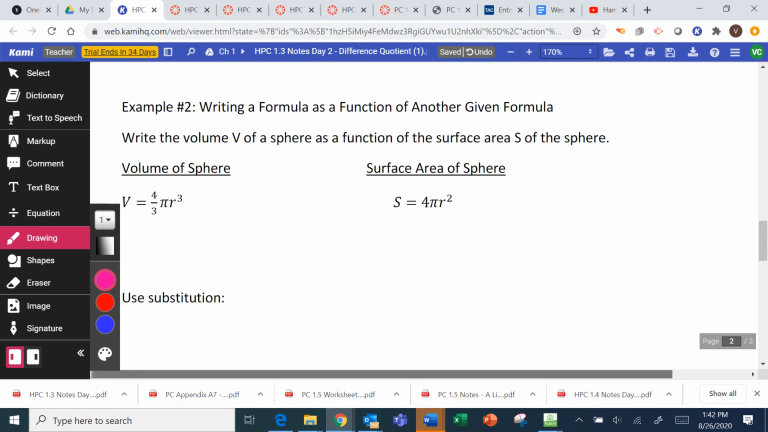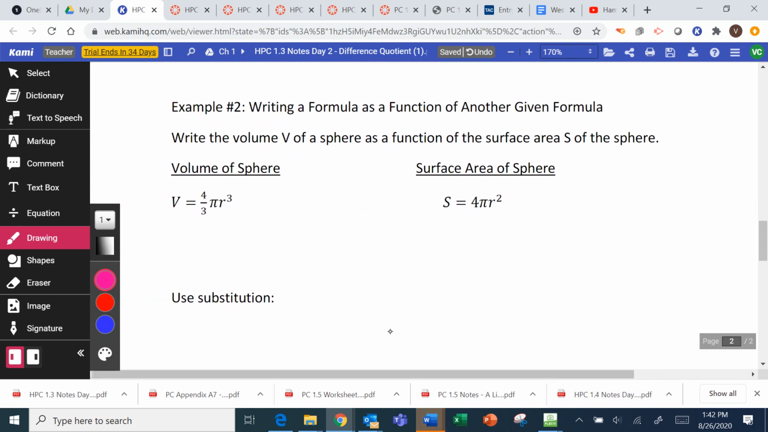Okay, and then the next example is writing a formula as a function of another given formula. So we're going to write the volume V of a sphere as a function of the surface area S of the sphere. So I went ahead and looked up those formulas. If you had to do this and you didn't know the formula for the volume of a sphere, you would just have to look it up. If it's on a quiz or a test and it's something that you shouldn't have to know, then I would give it to you. Do you think I'm going to give you the area of a triangle?